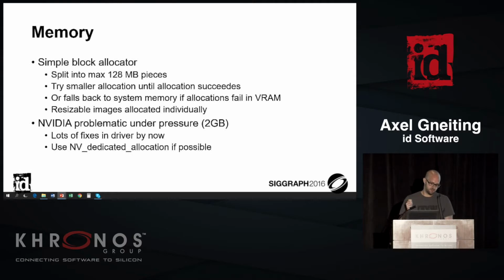So this was also good for NVIDIA because they're actually quite problematic right now under memory pressure, especially on 2 GB cards, although this was fixed in the driver partially by now. So what really helps there is to use NV dedicated allocation that allows them to swap stuff out of the VRAM, even though it's a Vulkan allocation that is on the device.